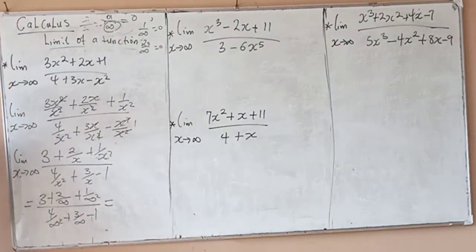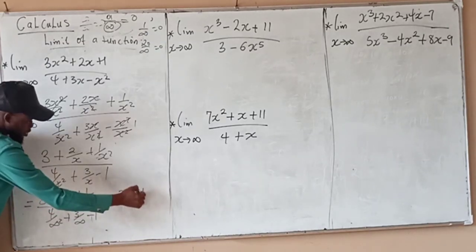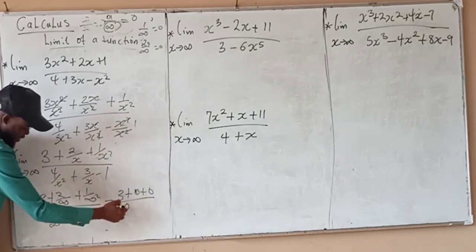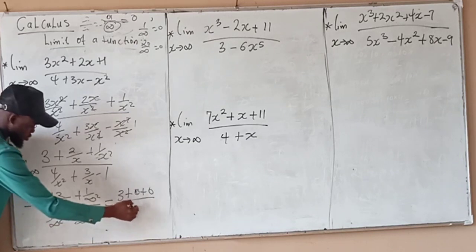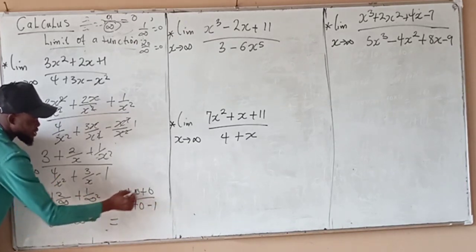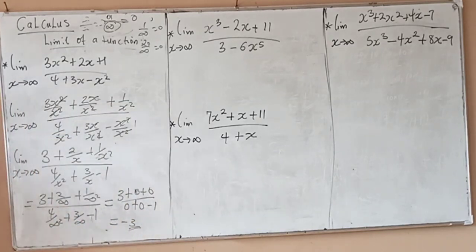But it should not be infinity over infinity. So we will have 3 first. Now this one is over infinity, 0. This one is over infinity, 0. This one is also over infinity, 0. Minus 1. So we have 3 divided by minus 1. That is minus 3. So our answer is minus 3.